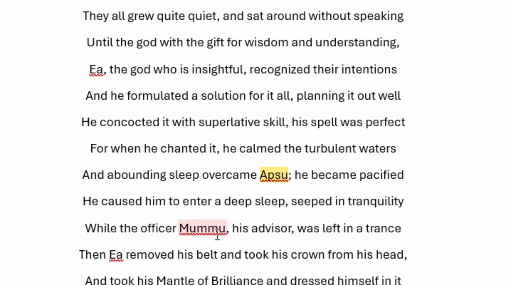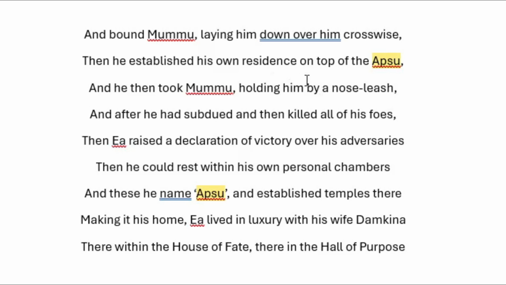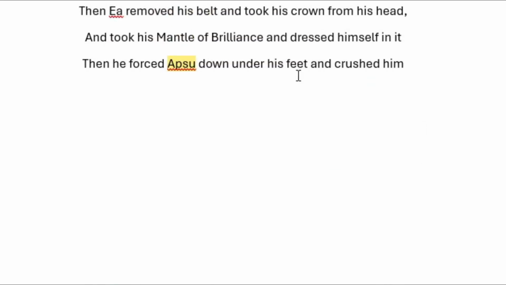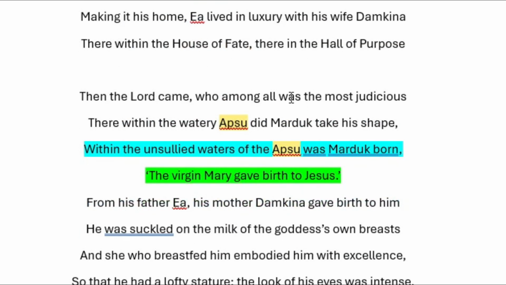This is our higher awareness and the self that we should be in charge that we've been left out. And he took the mantle of brilliance and dressed himself in it. Then he forced Apsu down under his feet and crushed him. Then he established his own residence on top of the Apsu. So we don't have God disappearing. What we have here is the creator God being totally just taken over. You're not there, you're hidden away, something. So that's good. So we see that happening here, but it's in a different style.